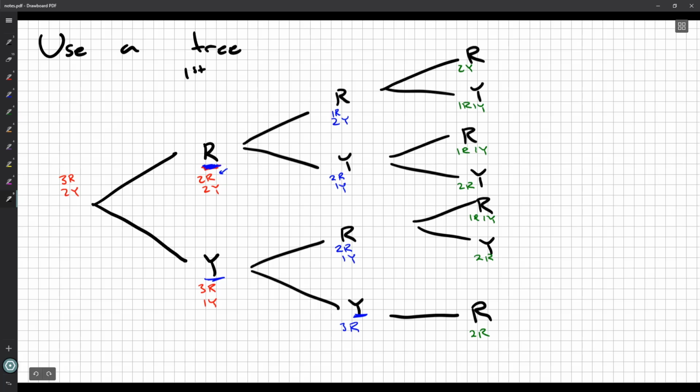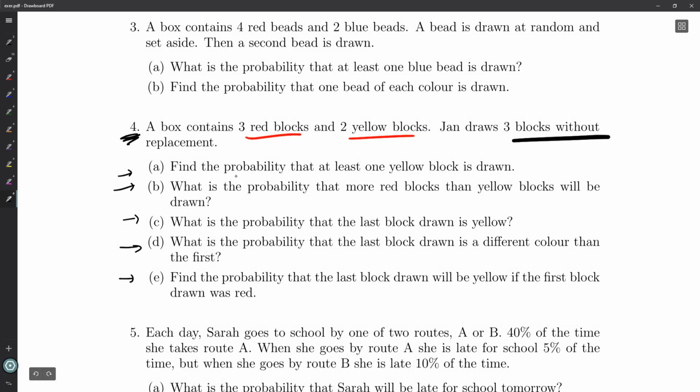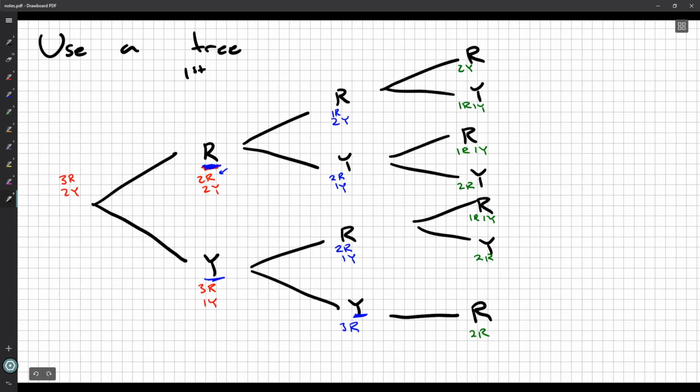I could start adding probabilities onto my tree. Okay. And, well, what could we do? So A here is find the probability at least 1 yellow block is drawn. So after I add my probabilities, I'm going to start looking for, all right, what paths have at least 1 yellow block drawn? But we've got to add our probabilities onto our tree.